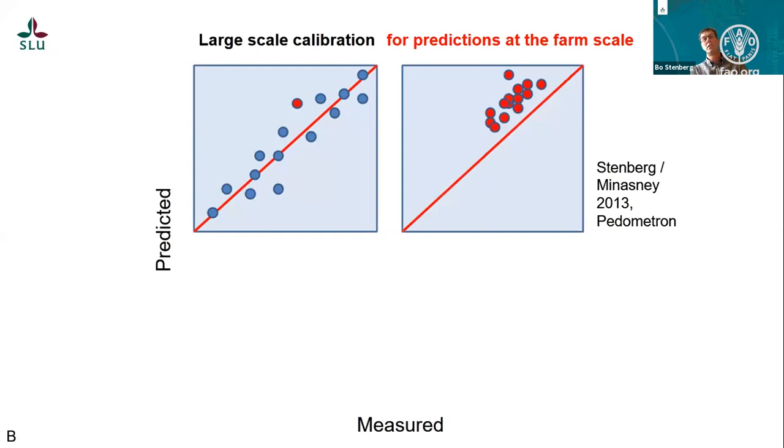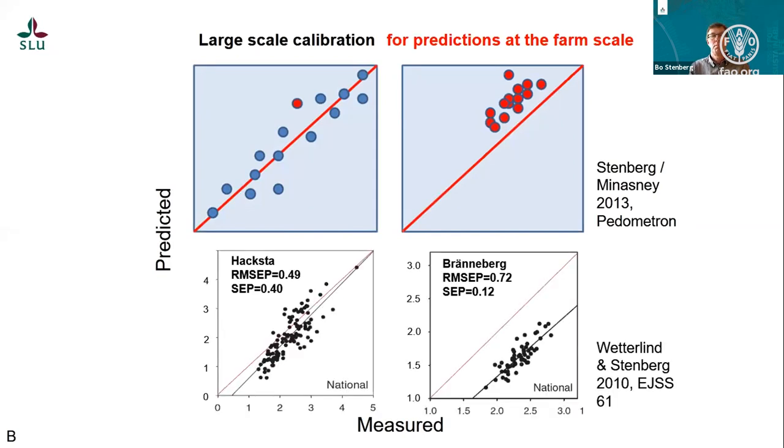Then the ranking of the samples in the prediction of these new samples in the field will be quite good, but there will be a quite strong bias. And that's also what happens in real life sometimes. So this Haxta, as it's pronounced, field to the left, there we have a very small bias.